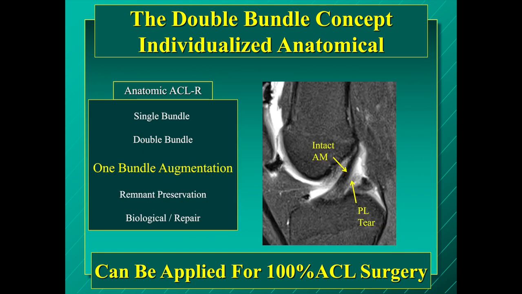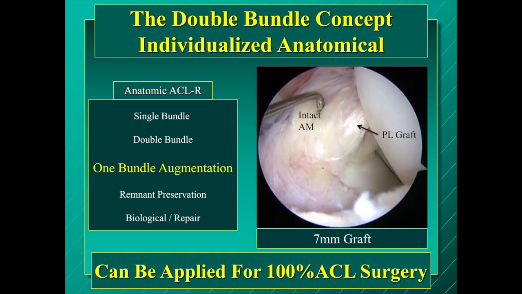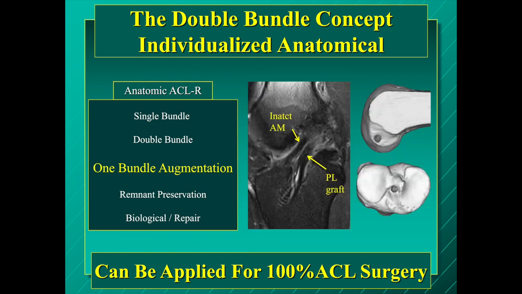In cases of one bundle tears, which has an incidence of approximately 5%, augmentation surgery may yield most optimal results. With PL bundle augmentation, reconstruction of the PL bundle restores native tension to the intact AM bundle. MRI at 1 year shows graft healing between the two bundles with restoration of native knee kinematics.